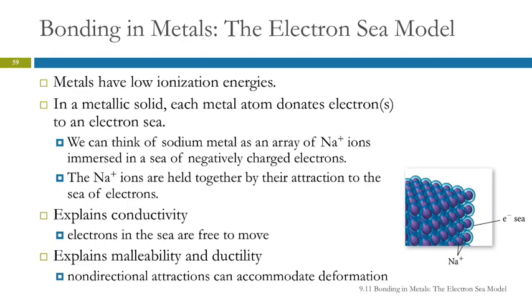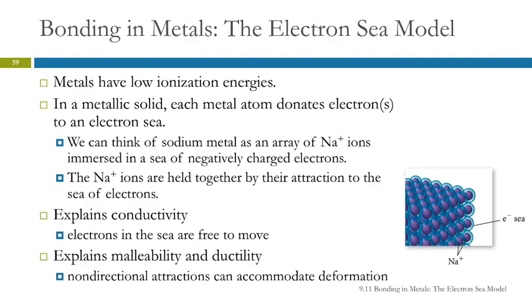Metals have low ionization energies, which means it's fairly easy to remove an electron from them and form an ion. In a metallic solid, those electrons that would normally be donated to a nonmetal when an ionic compound forms are just pooled with the electrons from other metal atoms. So we think of sodium metal as an array of sodium ions surrounded by this sea of electrons. The electrons are negative, and so they are attracted to the positive ions. The positive ions are attracted to this sea of electrons.